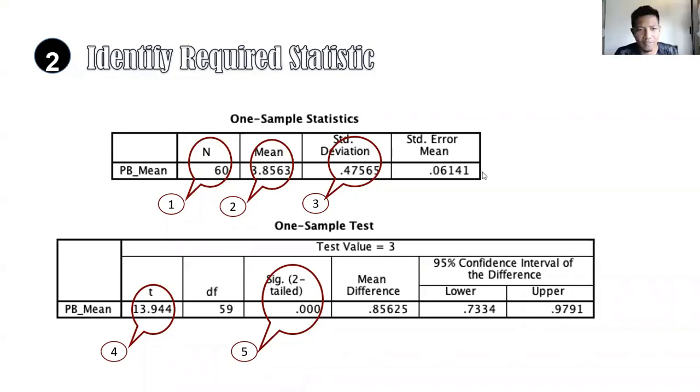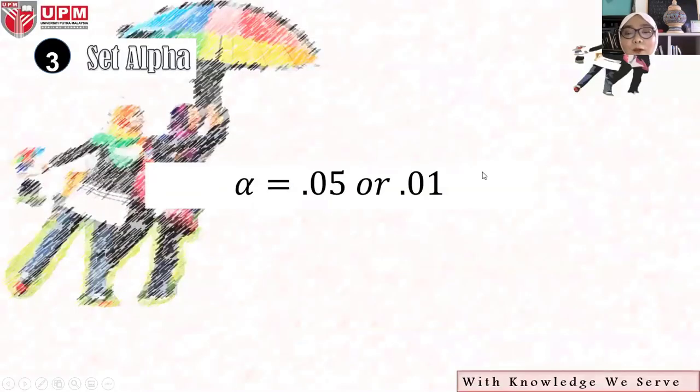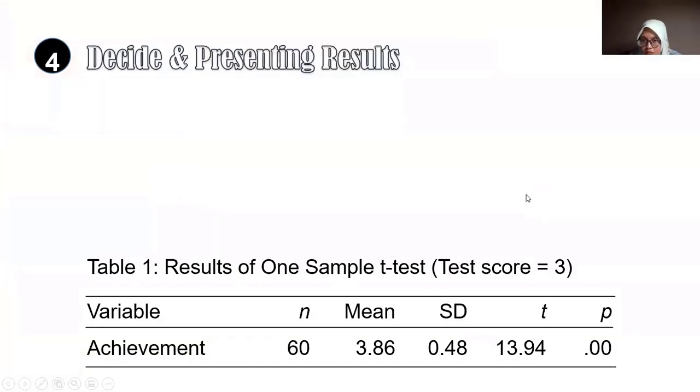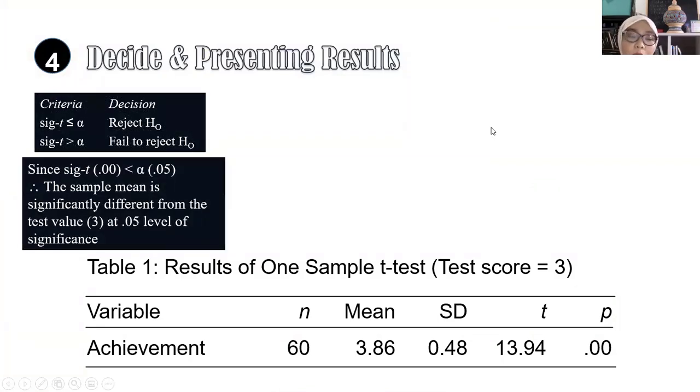Okay, this is just to recall, you already know. And then you set the alpha value. In social science, there are only two options: either 0.05 or 0.01. It depends on you as the researcher which one you want to set. But for the purpose of our exam, if nothing is indicated in the question, then you use 0.05. So to report the table, this is the way to report your one sample t-test result.